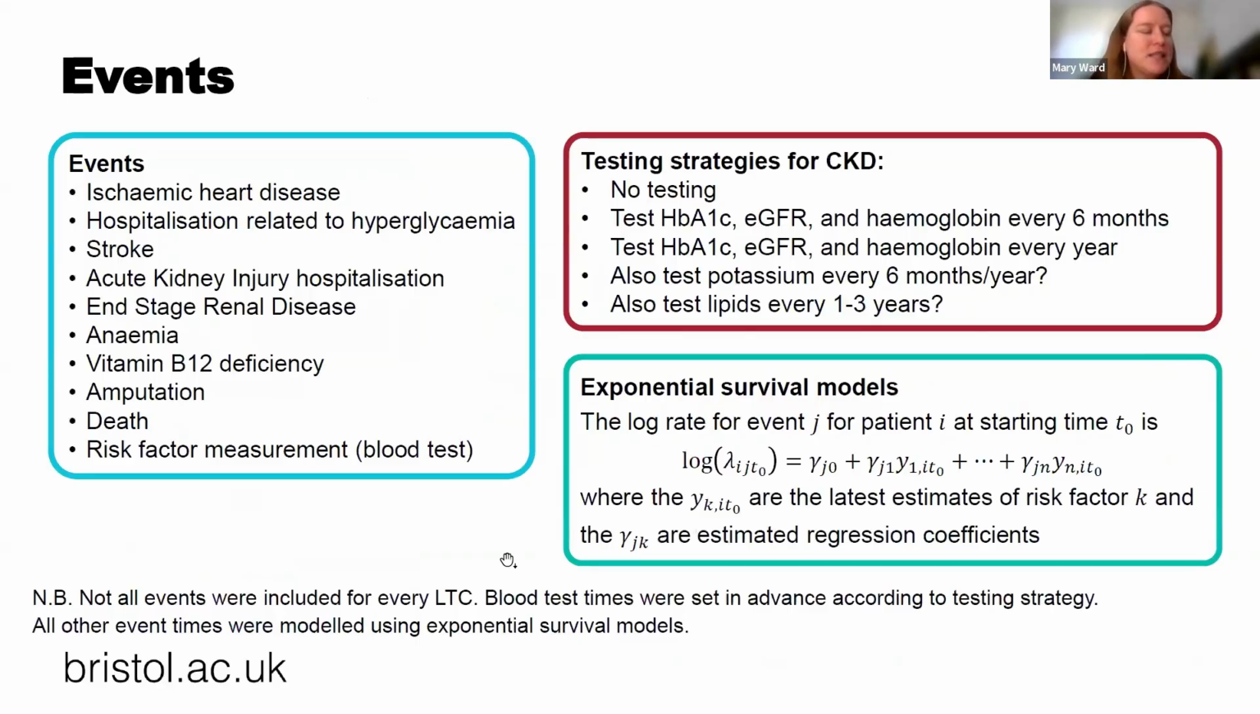And here are the events that we included in our model. The risk factor measurement times, by which we mean blood test times, were set in advance. For example, for CKD, our testing strategies were no testing, testing HbA1c, eGFR, and hemoglobin every 6 months or every year. And then we also looked at whether we should test for potassium and lipids. All other events in the model were modeled using exponential survival models, and the log rates for the events in these models depended on the latest risk factor values.